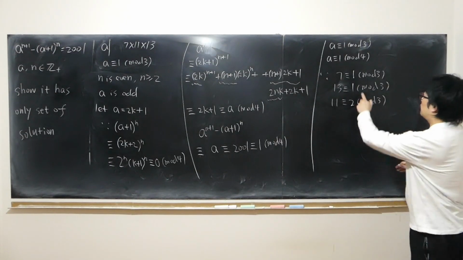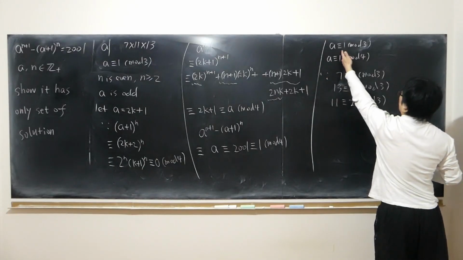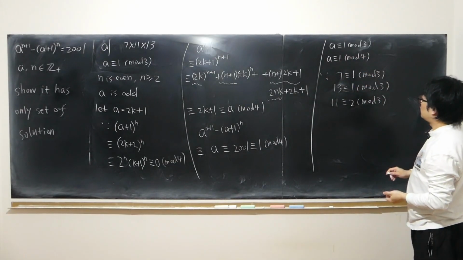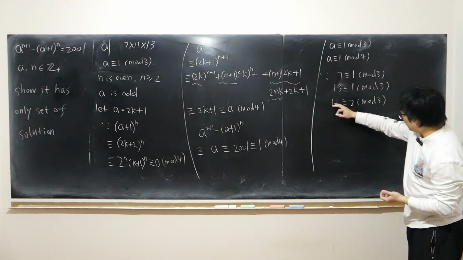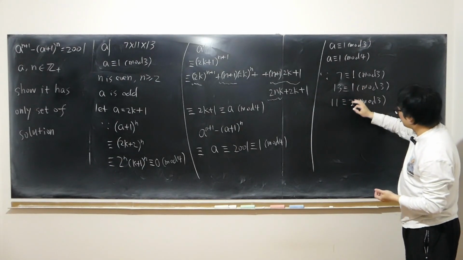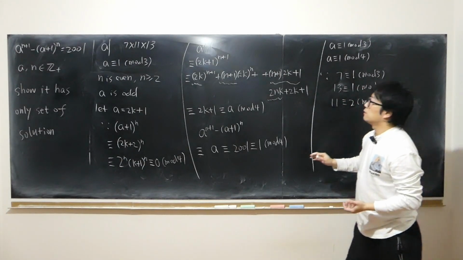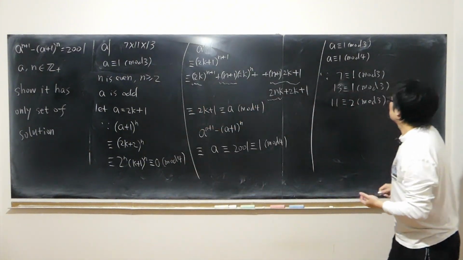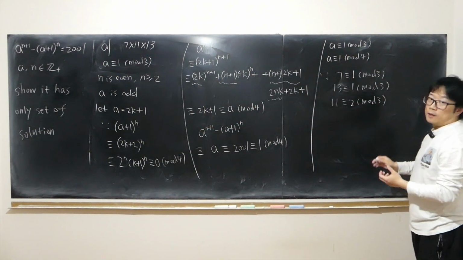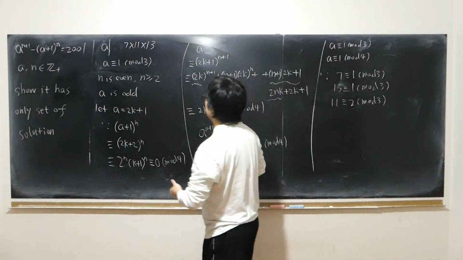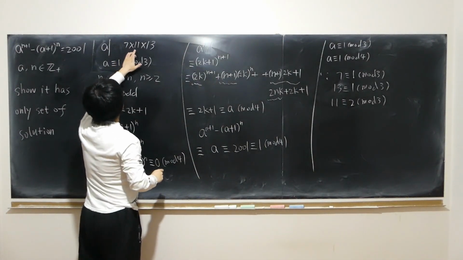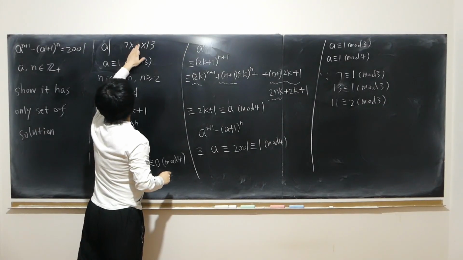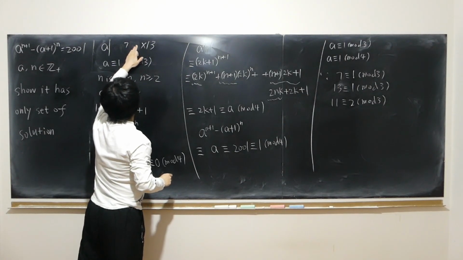So that's the only problematic one, because A is known to be congruent to 1 mod 3. The only thing you cannot have is this one. Those two are fine, because of 7 times 11 times 13. So you cannot have 11 here. We narrow down to this.